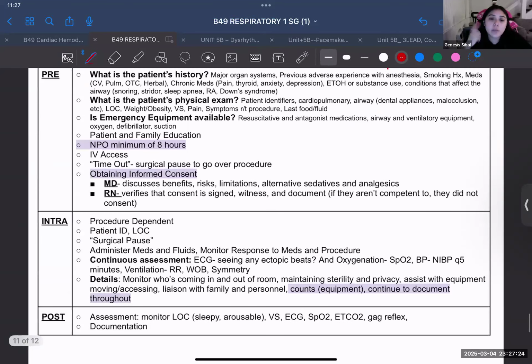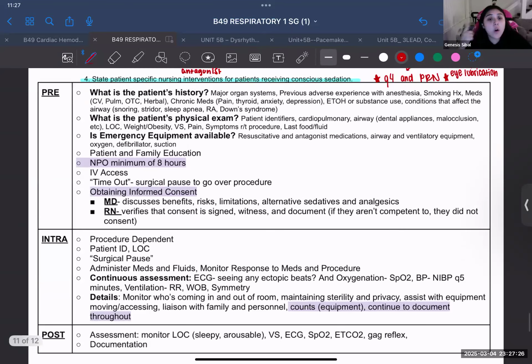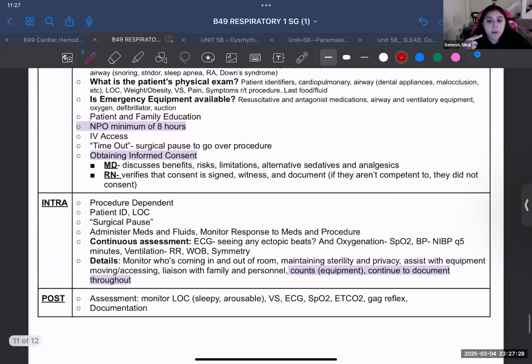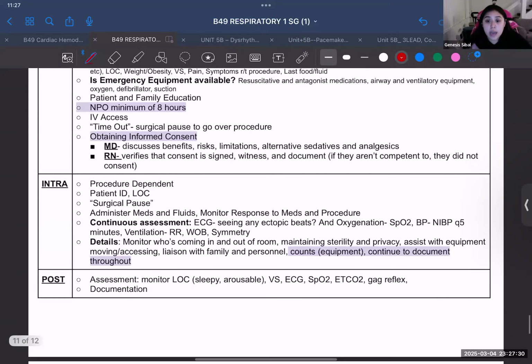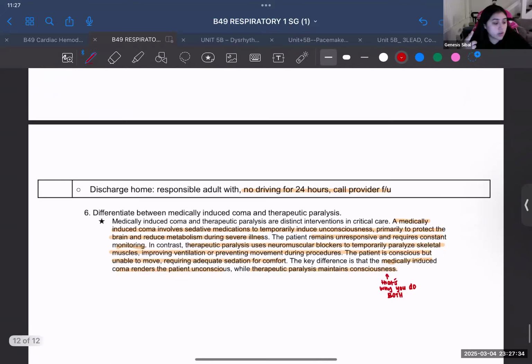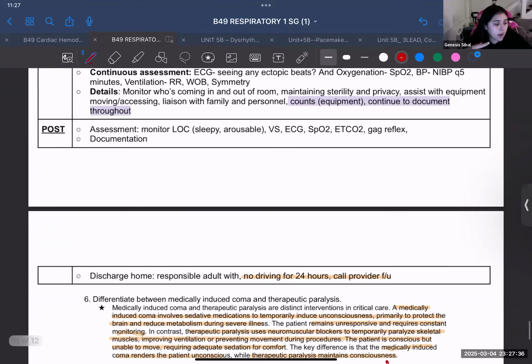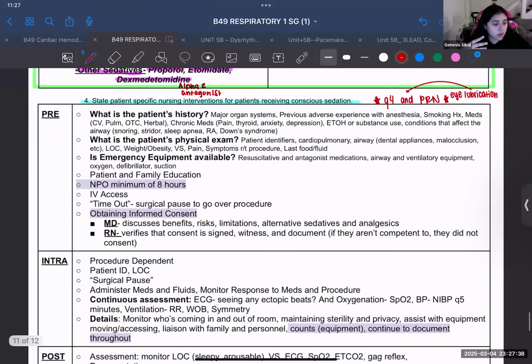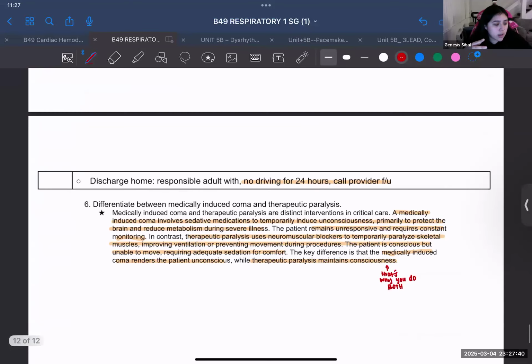I just knew, okay, NPO minimum of 8 hours before. Always have informed consent. Obviously, during the procedure, you're doing the counts of the equipment in terms of your train of fours. You continue to document everything. And then obviously after, you shouldn't be driving. You should be checking on all these different things. And then basically, if you want to read about the difference between a medically induced coma and therapeutic process, you can read about that. I feel like it explains this really well.